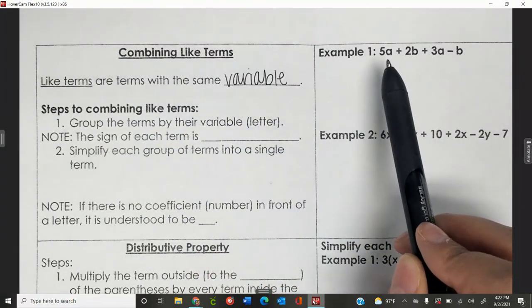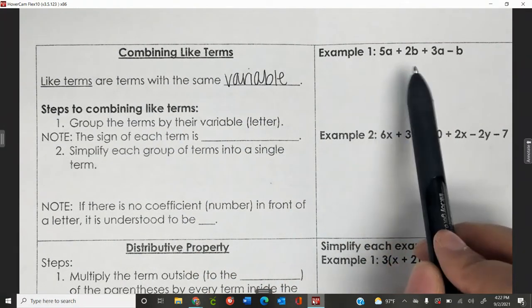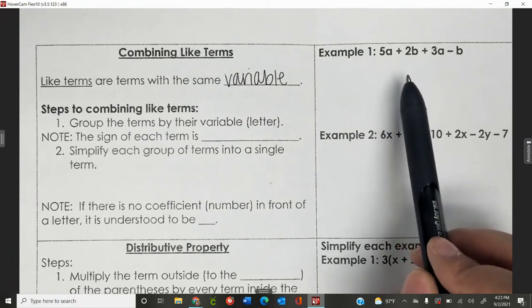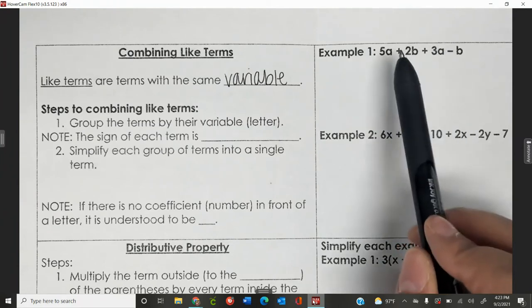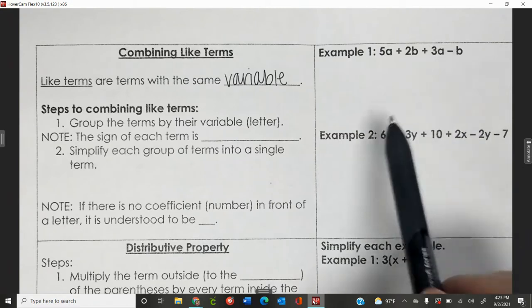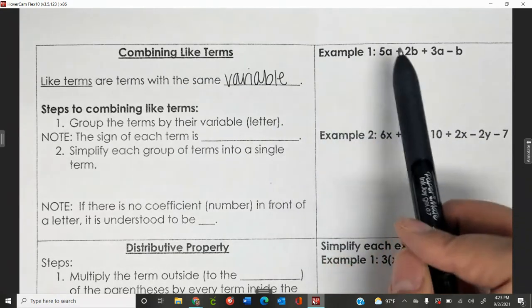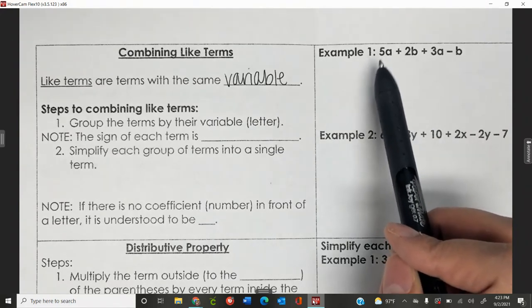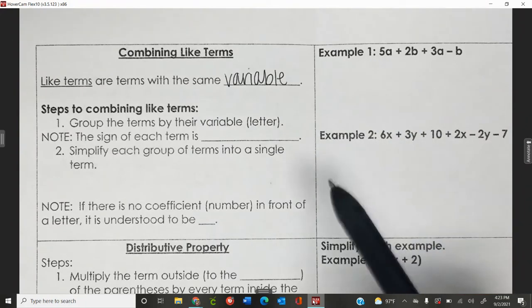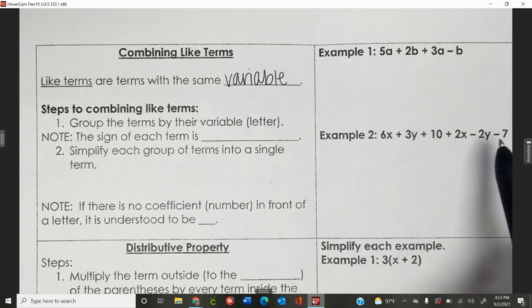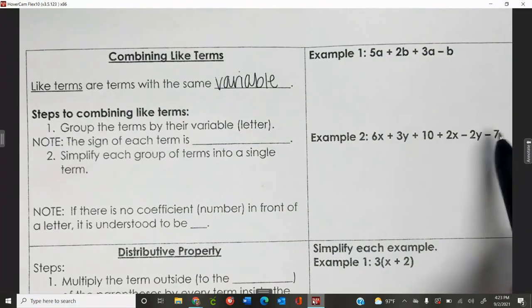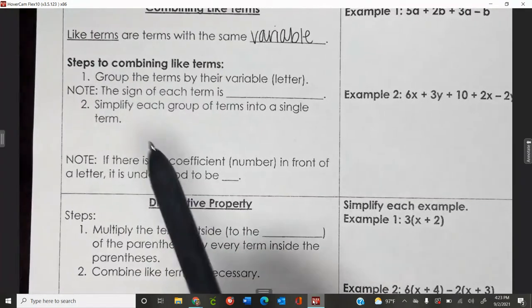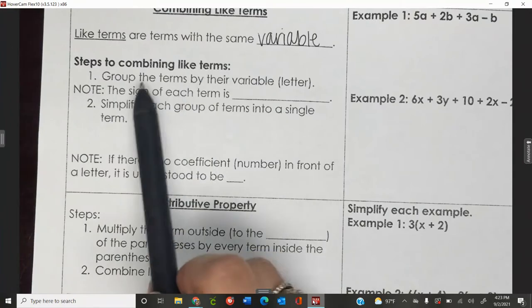That does not mean I'm going to combine my 5A with my 2B and get 7A. You can only combine things that have the same letter. And you also have to pay attention to the number in front of your variable. This is known as your coefficient. If you look at example 2, this number at the very end, this -7, would be known as a constant because there's not a variable tagged onto it. So here we have steps to combining like terms.